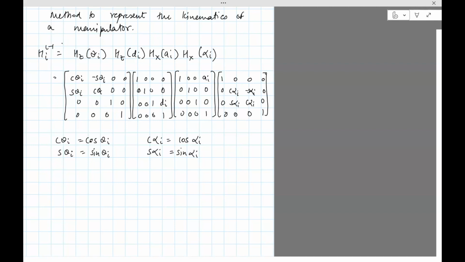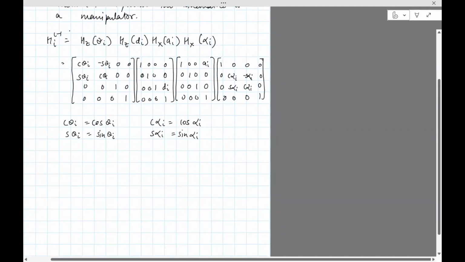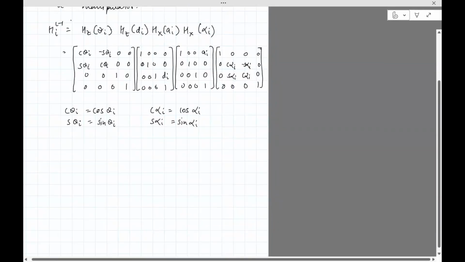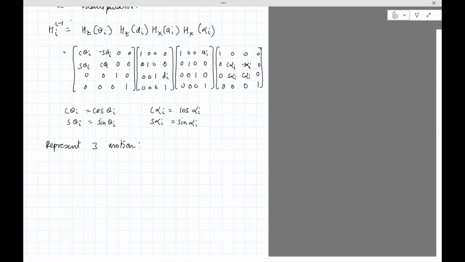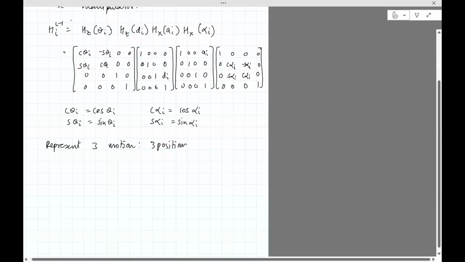Okay, now here's the thing. We have to represent 3D motion, right? And a 3D motion consists of six numbers: three for position, X, Y, Z, and three for translation.